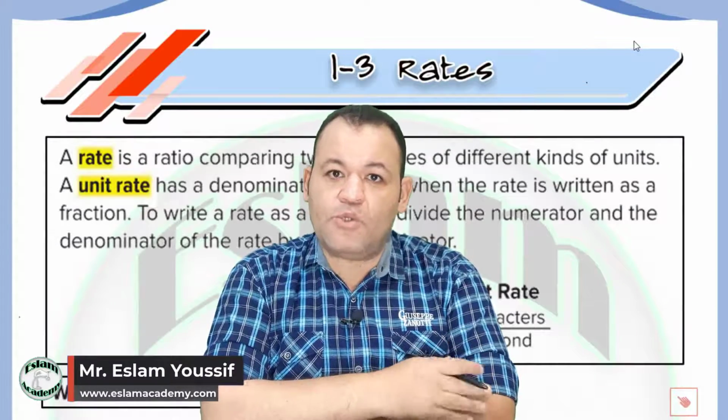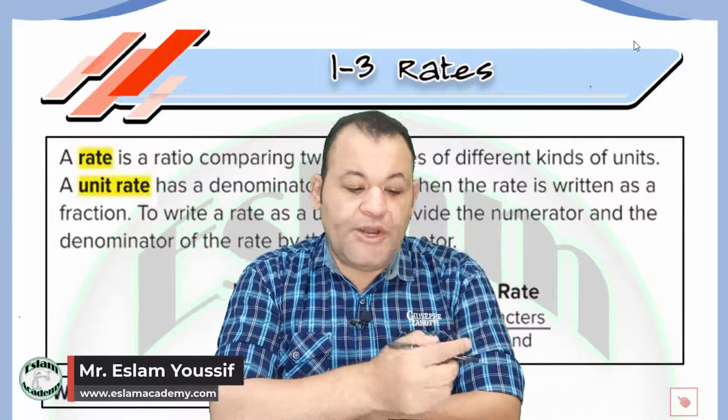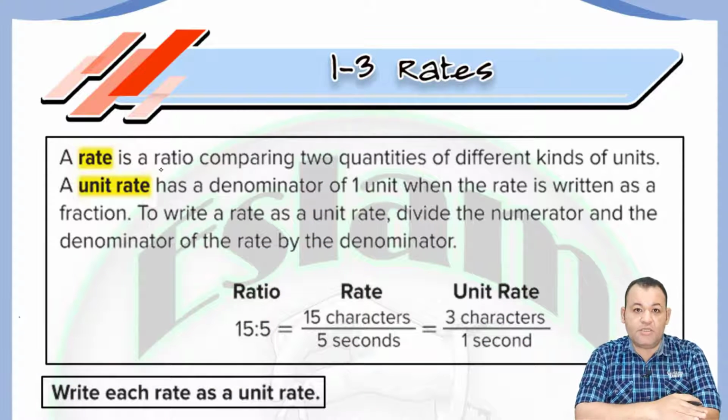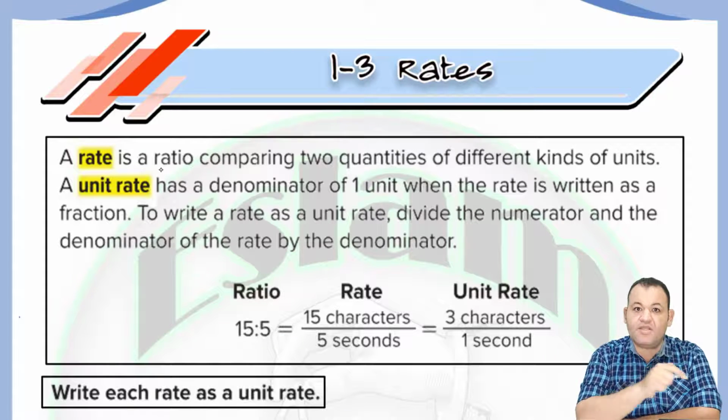In this video we are talking about rates. What is the meaning of the rate? Rate is a type of ratio. But for the ratio we compare between the same type and the same unit. We compare between two quantities by division. The two quantities must have the same type and the same unit.